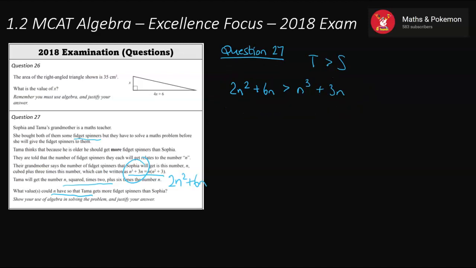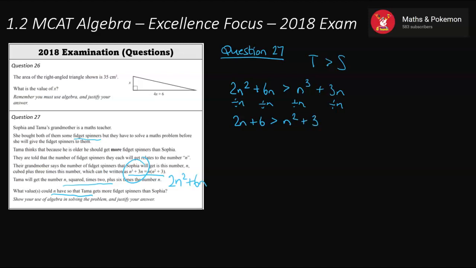So it does look like it's going to be a quadratic inequality because you can see every part has an n in common. So we're going to divide everything by n to get rid of that. Divide by n, divide by n, divide by n, divide by n. That gets rid of that common factor. So we're going to be left with 2n plus 6. When is that greater than n squared plus 3?